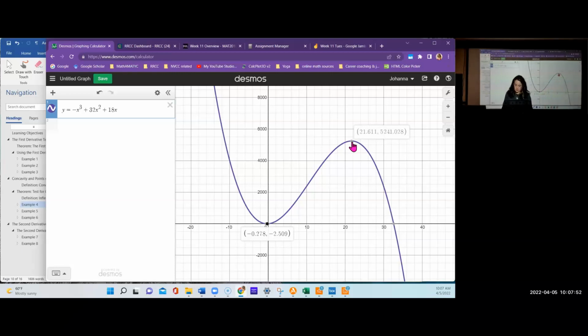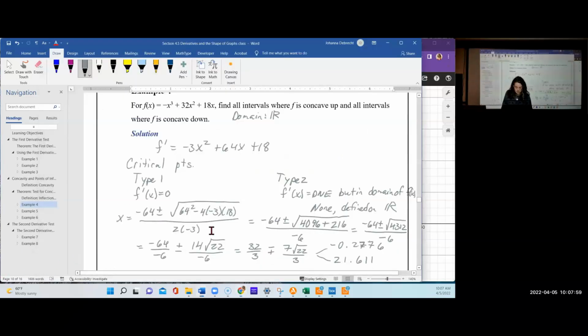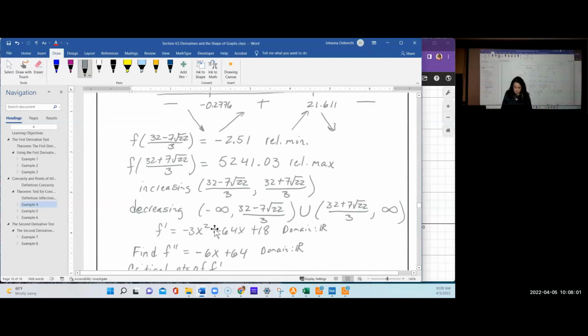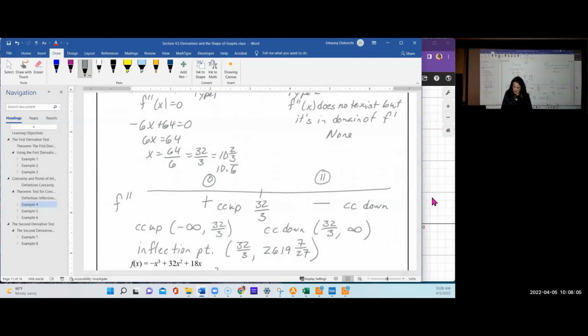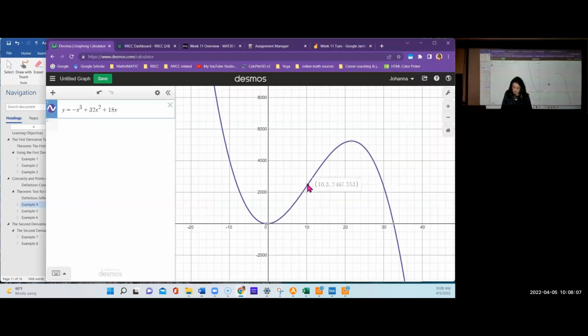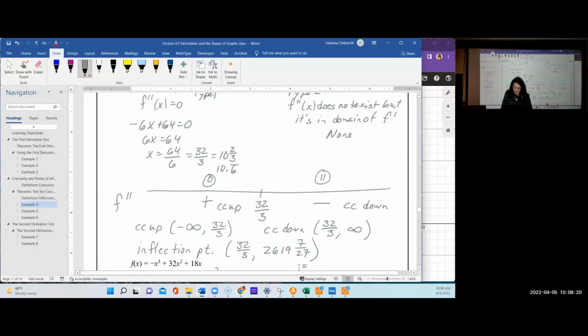And then somewhere in between here, we have an inflection point. And I'm trying to remember what we found the inflection point to be. What did we find the inflection point to be? 32/3. So 10.666 repeating. So very close to there. All right. So very close to there. And that's 2,613, which is going to be very close to 2,619.